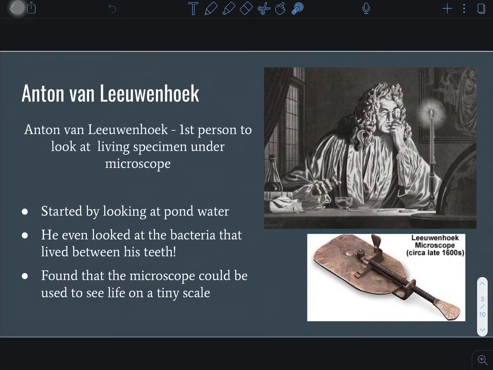Antoine van Leeuwenhoek, this was his microscope, and you put a tiny drop of water right there on that point. You could adjust it up and down, and then focus it in and out. Like it's showing in the picture, he holds it up to his eye, and the light shines in. He started looking at pond water and bacteria in his teeth, and he was able to see things that we can't normally see. What looks like a normal drop of water has lots of living things. So he was the first person to see a living specimen under the microscope.